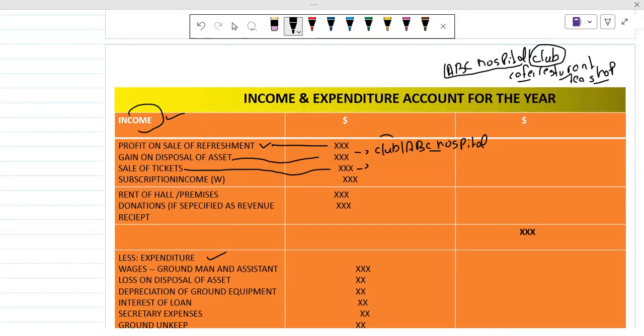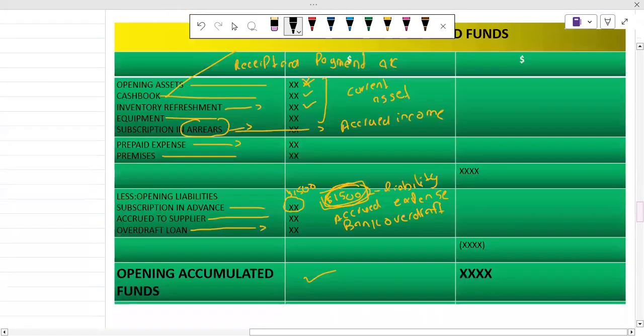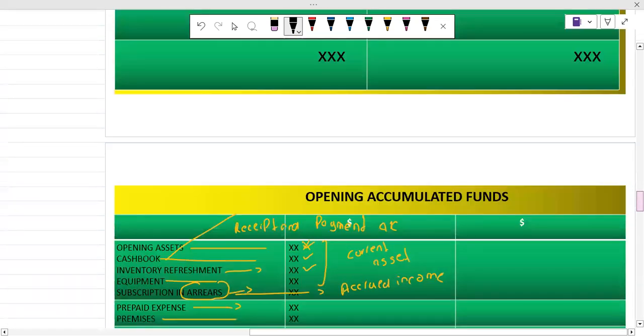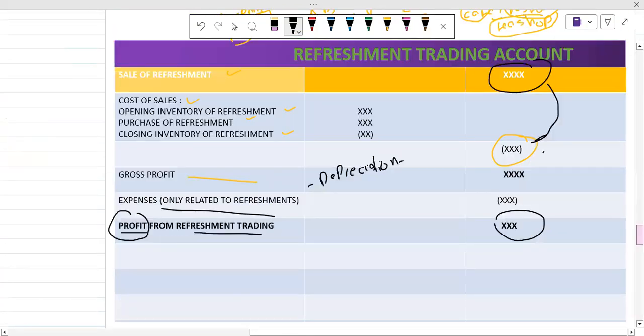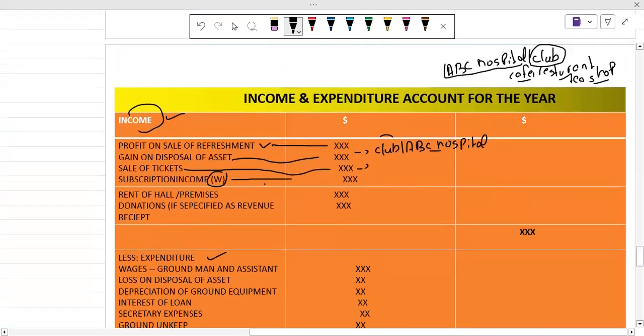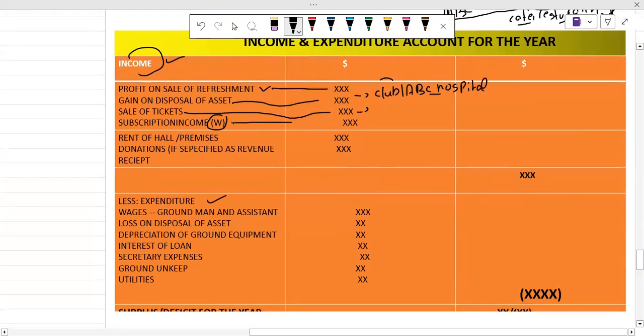And subscription income, you can see that I wrote W here. It means that you have to do some working to find the subscription income. So what is basically subscription income? Subscription income would be this amount in the income and expenditure account. It means that you will have to make a subscription account if you want to find the subscription income for the year end. So for this you have to do working. This would also be income for the NPO.